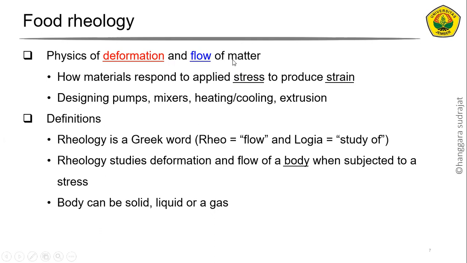Because of what? Because deformation occurs first before the food material starts flowing. You know that the information on this aspect, the deformation, flow, stress, and strain, is really critical in designing a variety of food processing equipment, such as pumps, mixers, and so on.